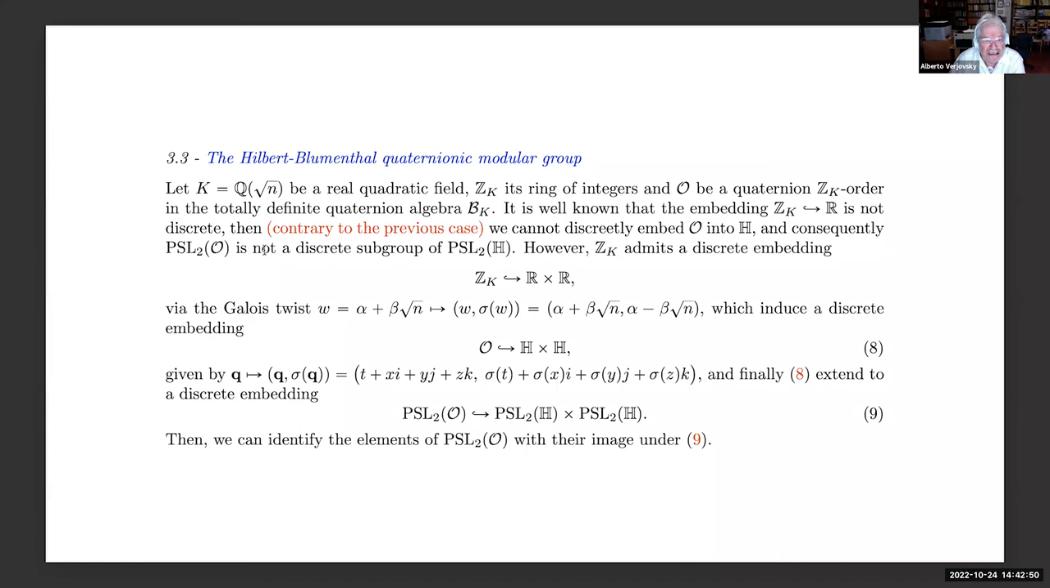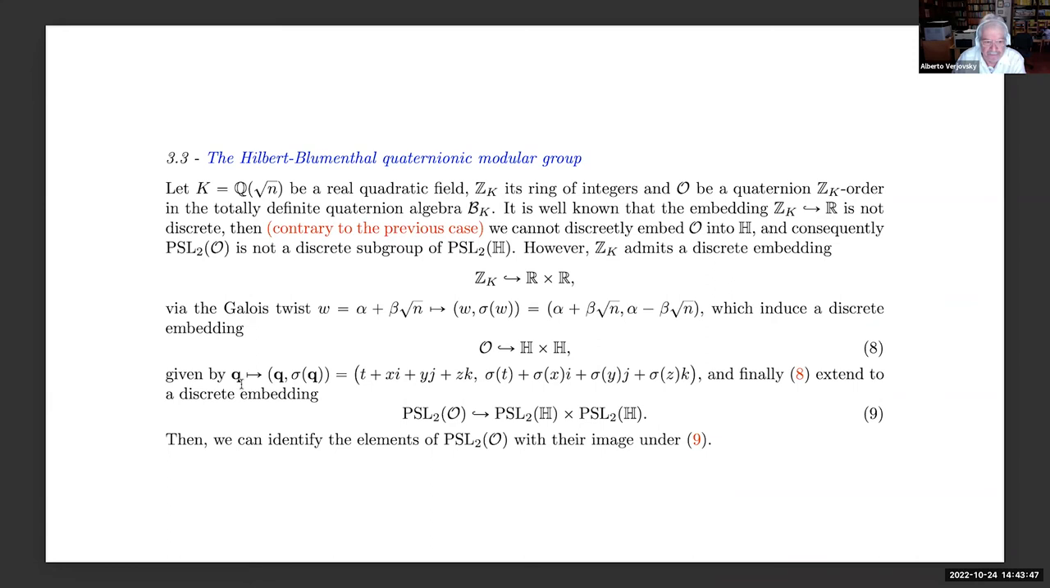Therefore PSL2(O) is not a discrete subgroup of this. But however, the great idea of Hilbert that was written in the thesis by Blumenthal is that O_K admits an embedding like that. And here it is discrete, looks like a lattice. So the ring of integers doesn't embed discretely in R, but embeds discretely in R cross R. And this is a beautiful idea developed by Minkowski of how to associate a lattice, a two-dimensional lattice, not a quasi-lattice, but a real lattice in R cross R. And therefore, that was the brilliant idea of Hilbert, because now you have a discrete embedding of the order into H cross H, where H is the Hamilton quaternions.